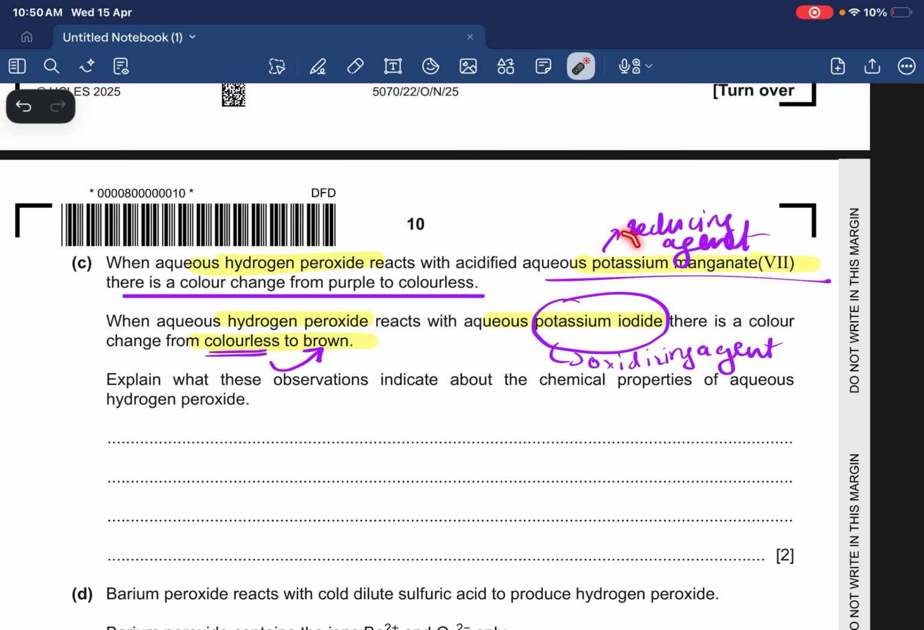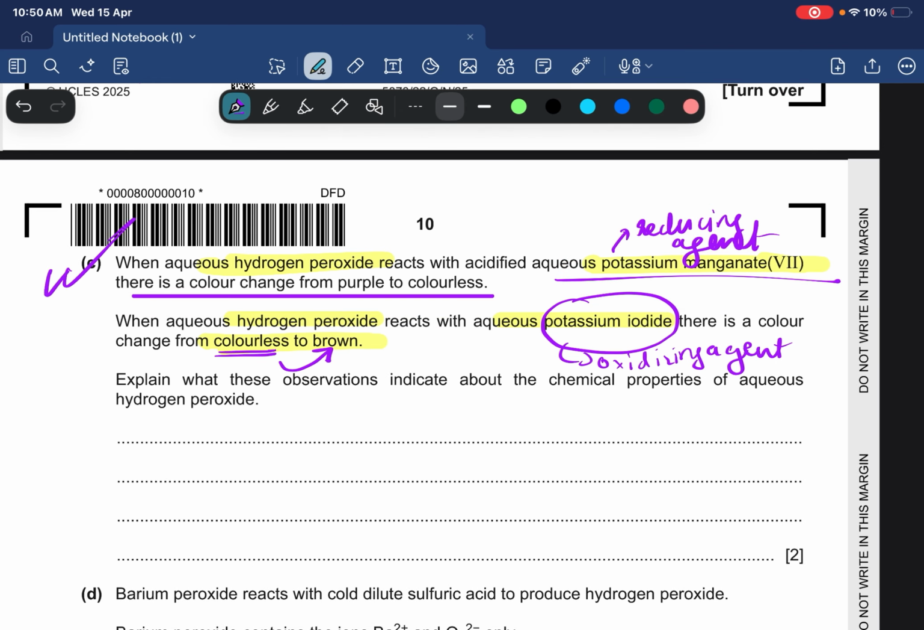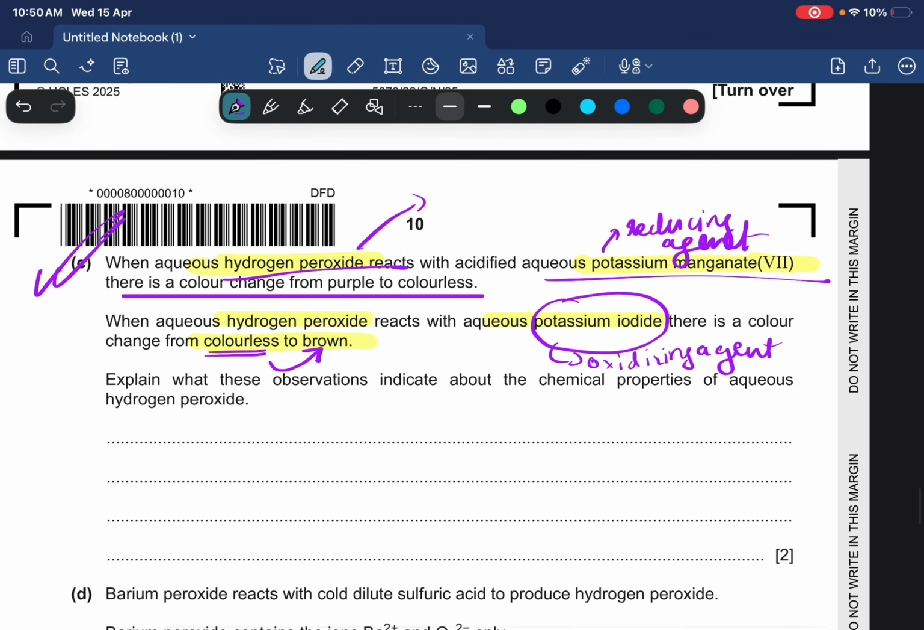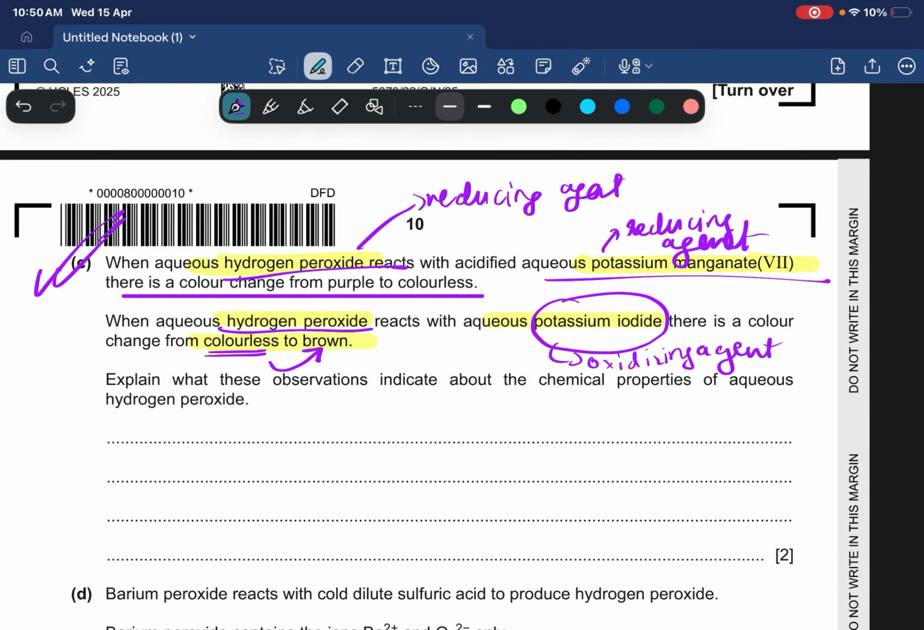When we add KMnO4, that is used to test for a reducing agent, it changes from purple to colorless. That means hydrogen peroxide is a reducing agent, because it's changing from purple to colorless. And potassium iodide, that is used to test for an oxidizing agent, changes color from colorless to brown. This means hydrogen peroxide is also an oxidizing agent.